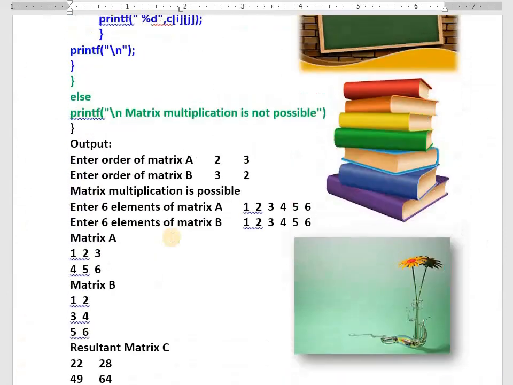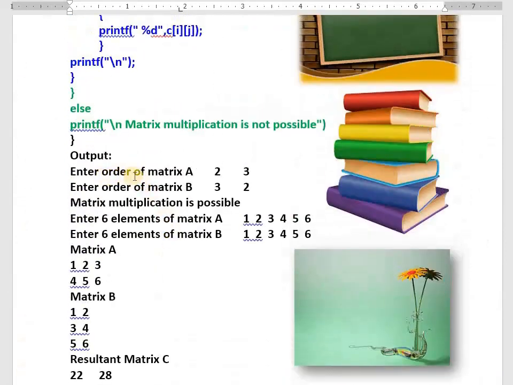Whenever we run the program, that program will ask you to enter the order of matrix A. Assume that I entered the order of matrix as 2 by 3, 2 rows, 3 columns. Next, that program will ask you to enter the order of matrix B. Assume that I entered 3 by 2, 3 rows, 2 columns. Now, whether it is possible to multiply these two matrices or not, that program will check it.